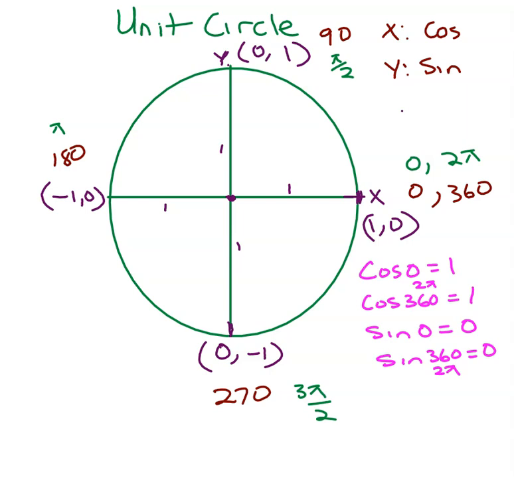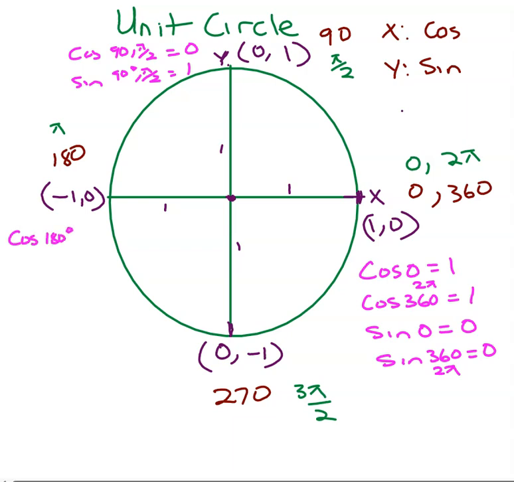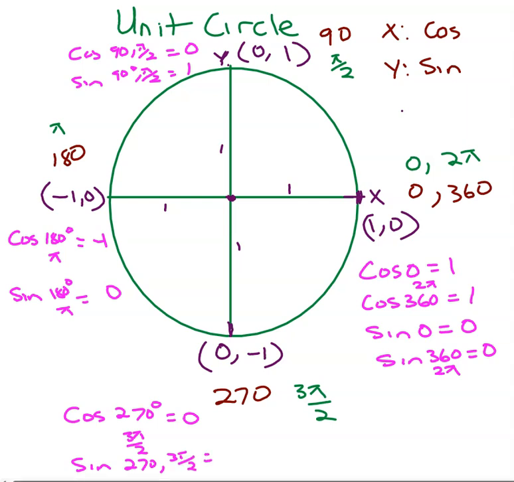Now let's go over to 90 degrees here. The cosine of 90 degrees, or pi over 2, is 0. The sine of 90 degrees, or pi over 2, is 1. Now we come over to the next one. We have the cosine of 180 degrees, or pi, is equal to -1. And then the sine of 180 degrees, or pi, is 0. Now we go to the third quadrant here. We have the cosine of 270 degrees, or 3 pi over 2, is 0. And the sine of 270 degrees, or 3 pi over 2, is -1.